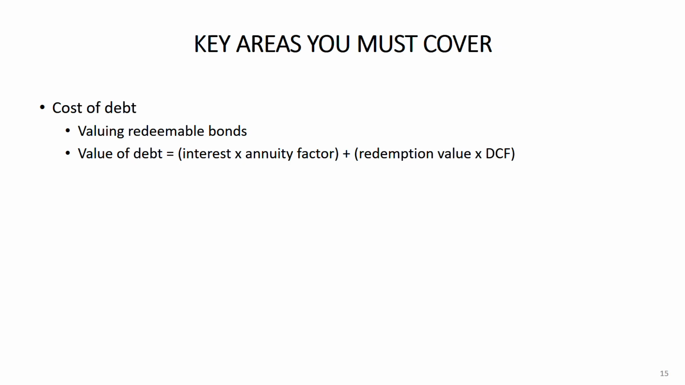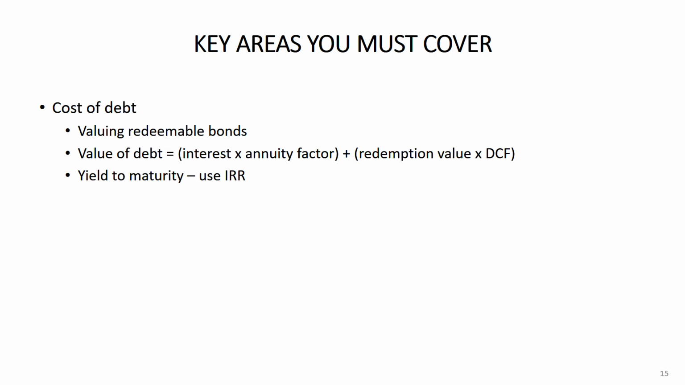So for redemption value, let's say you take $1,000 bonds at a 5% interest. So 5% for 5 years, and redemption value will be 1,000. So 1,000 into the discount factor, right? So that's how you will get the value of a debt, which is the market value of a redeemable bond. You can say market value also.